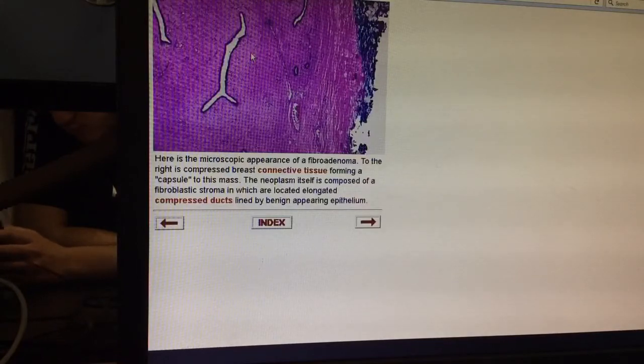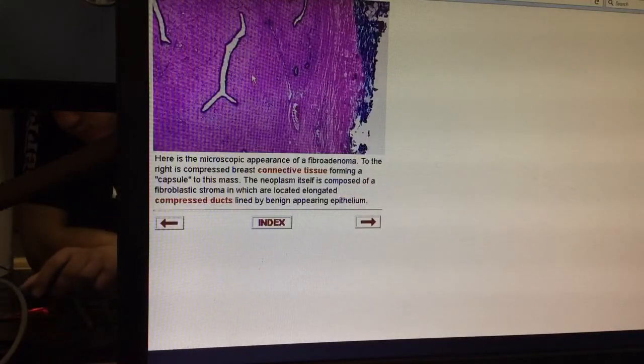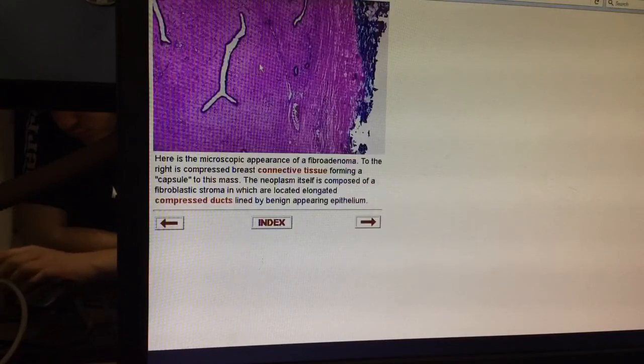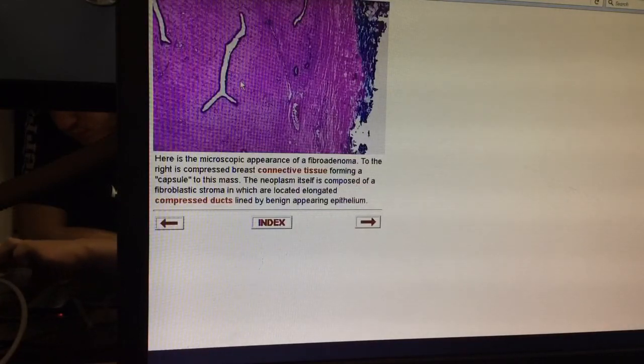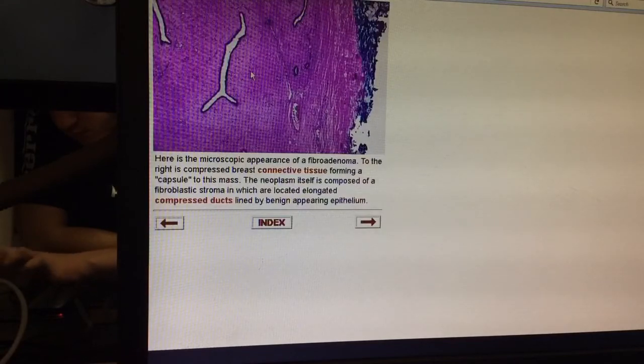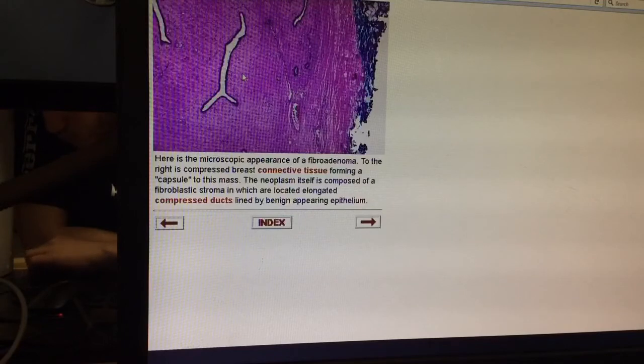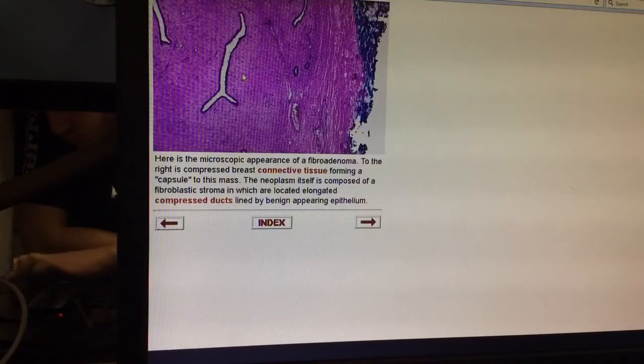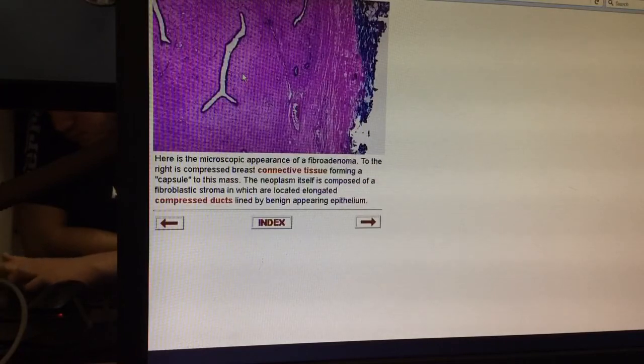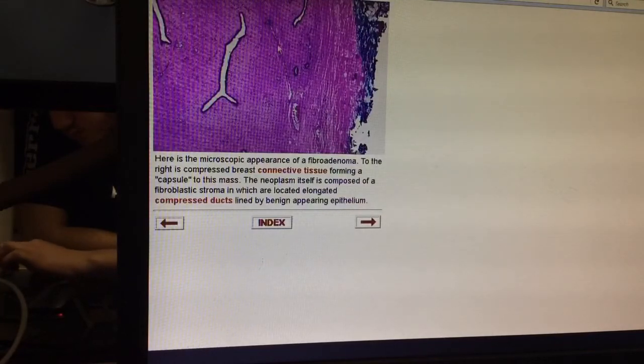The stromal part of the breast tissue is composed of fibroblasts, which undergo proliferation, causing compression of the ducts. Also, the growth factors secreted by those fibroblasts can affect the glandular epithelium and cause proliferation. So we see mainly proliferation of the fibroblasts, then slight proliferation of the epithelial cells.